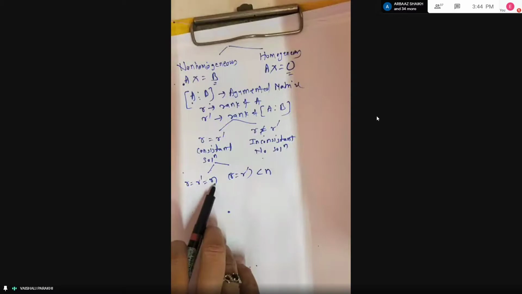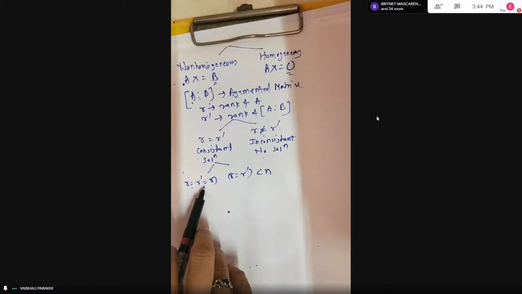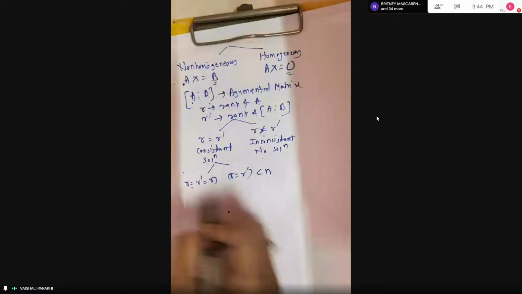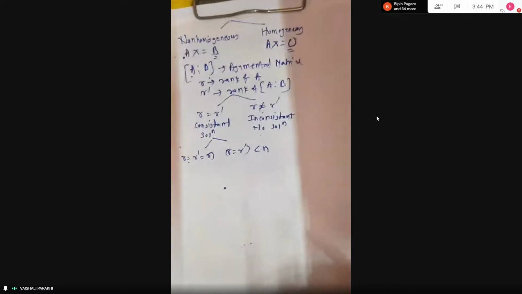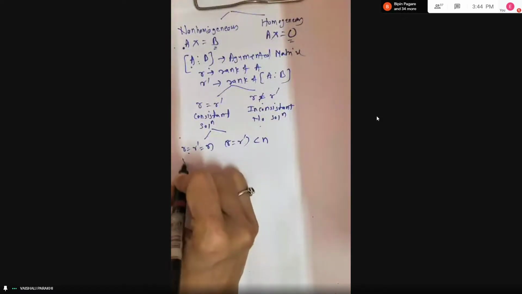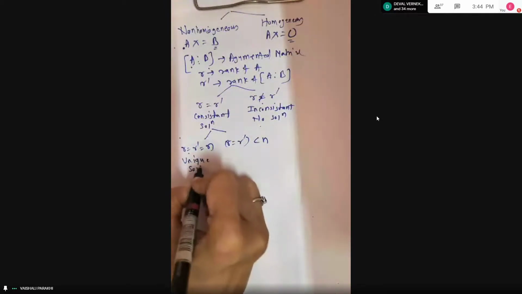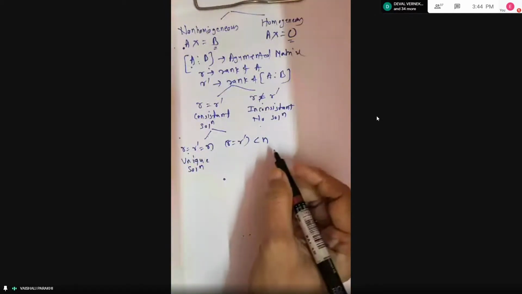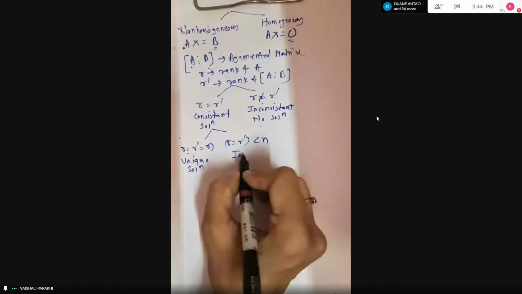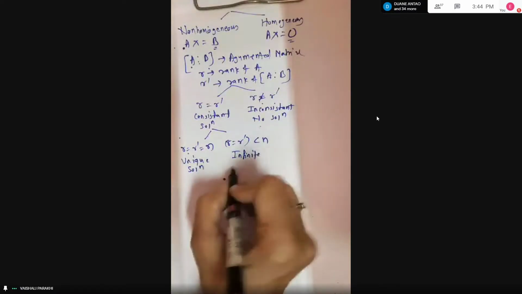So if the number of unknowns is the same as the ranks R and R dash, then the system has a unique solution. And if the other case arises, then the system has infinite solutions. Okay, so this tree is very, very important while solving problems. Hopefully you are taking it down.